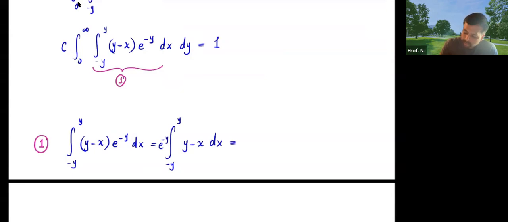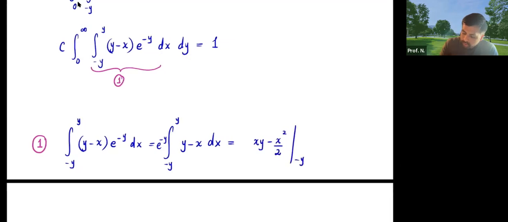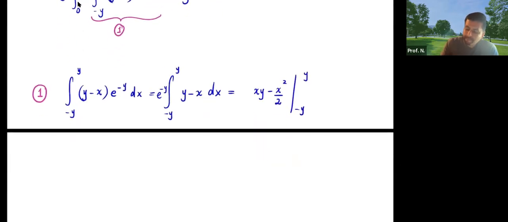So you can place this e to negative y on the outside here. And then you integrate with respect to x, so you get xy minus x squared over 2 from negative y to y. And then when you plug in the y, you get y squared minus y squared over 2 minus negative y squared minus y squared over 2.